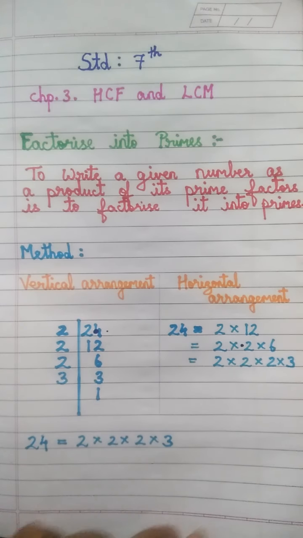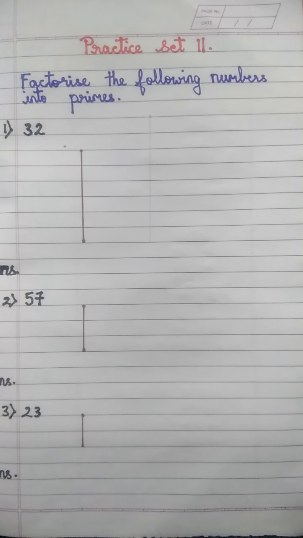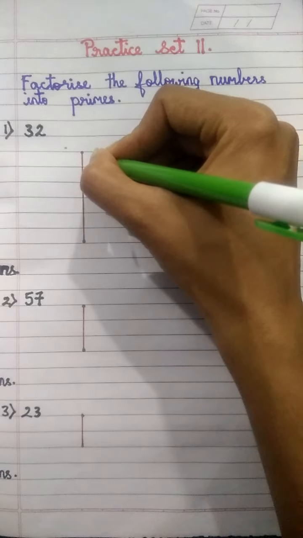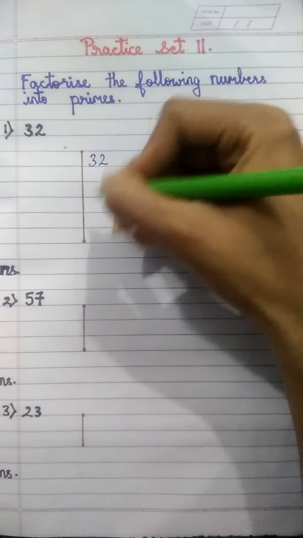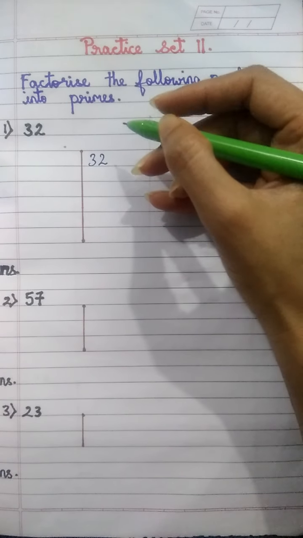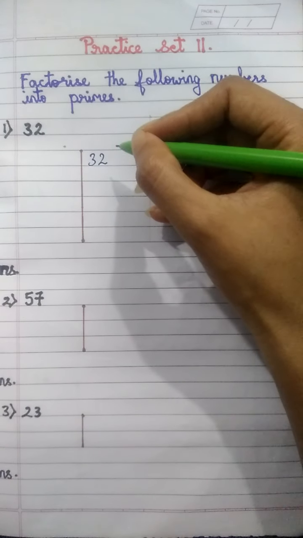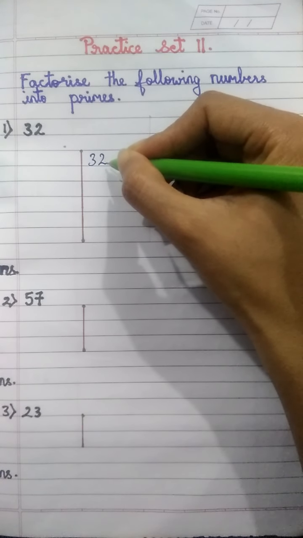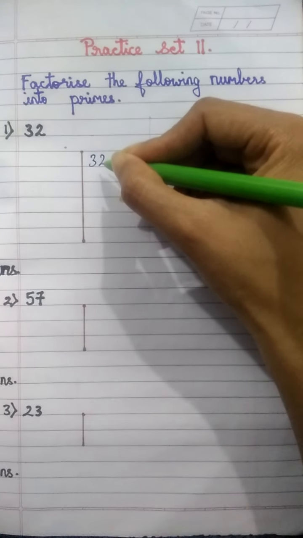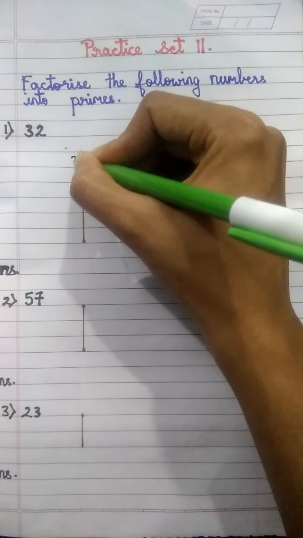So let's move on to practice set number 11. The question says, factorize the following numbers into primes. Let's take the first number 32. So by vertical arrangement, we write 32 like this and draw a line so that we can write its factors to its left. So the first prime number that we'll try is 2. Since the number in our question is an even number, 2 will easily divide this number. So let's start with 2.